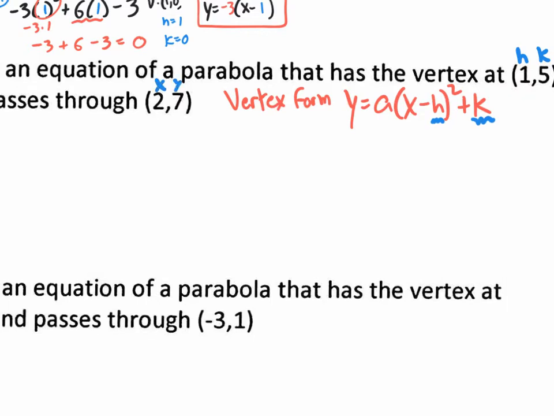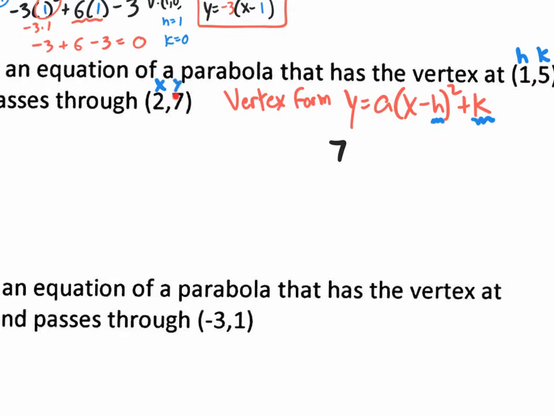So what we're going to do is plug in everything that we know to find out what we don't know. We don't know the a value. So let's plug in everything. Let's plug in the x right there where the x is at, the 7 right there where the y is at, the 1 where the h is at, and the 5 where the k is at. Let's do that. So instead of y, I want to plug in a 5. No, I'm sorry, I want to plug in a 7.